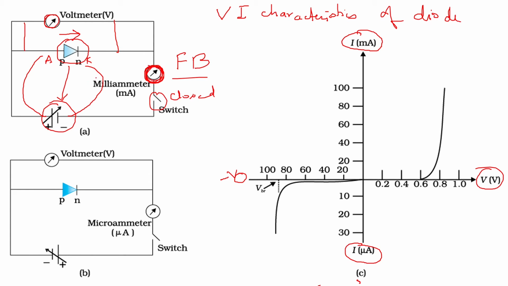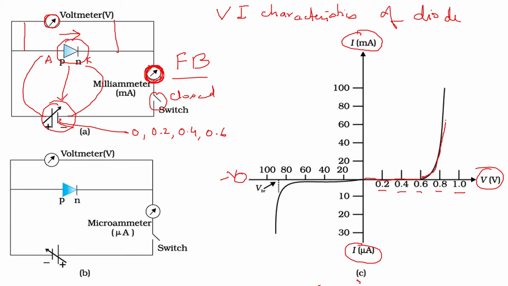So in forward bias condition we will increase this voltage. This voltage will increase from 0, then we will increase it to 0.2, 0.4, 0.6, and so on. Here you can see we are increasing it as 0.2, 0.4, 0.6, 0.8, 1.0, till the potential barrier is overcome. There is no crossover of majority charge carriers. The current is 0.